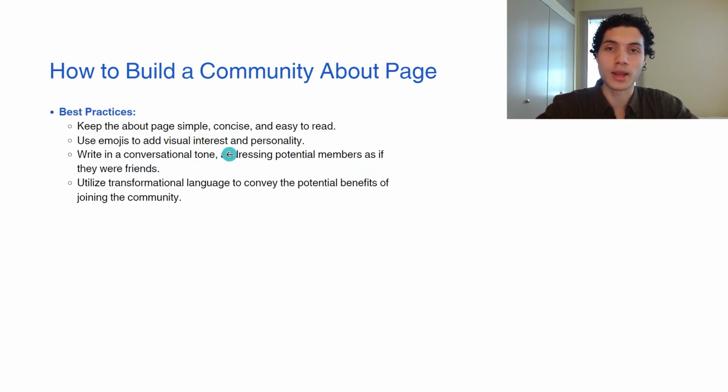I've seen people write community about pages as if they were letters, and then they literally sign their name, right? So utilize transformational language to convey the potential benefits of joining the community. You're always speaking to the transformation that your community promises prospective members, right? So think in terms of that angle.